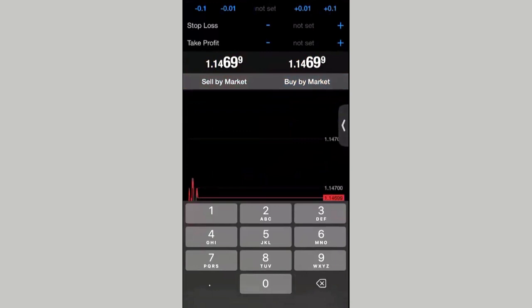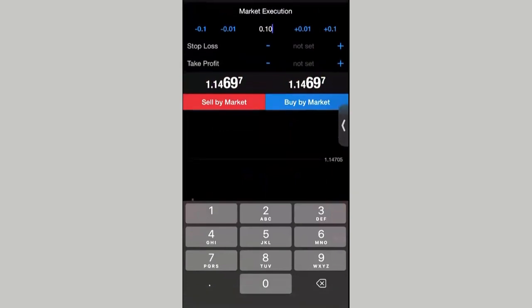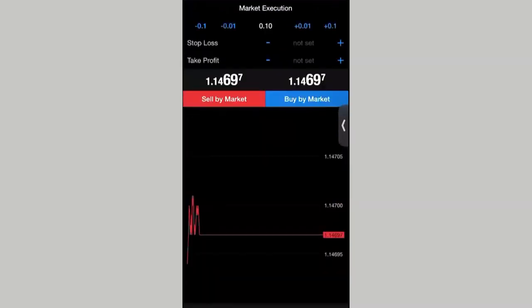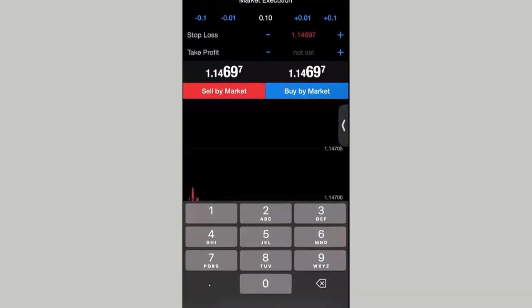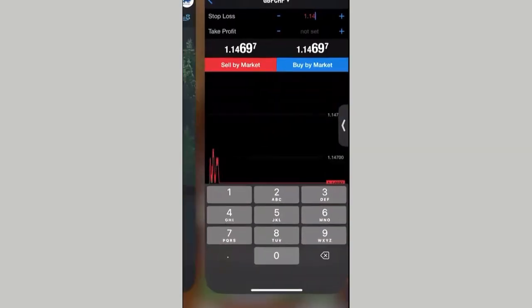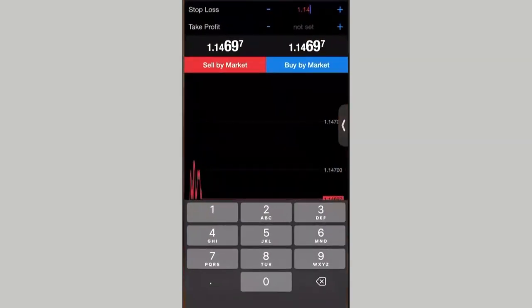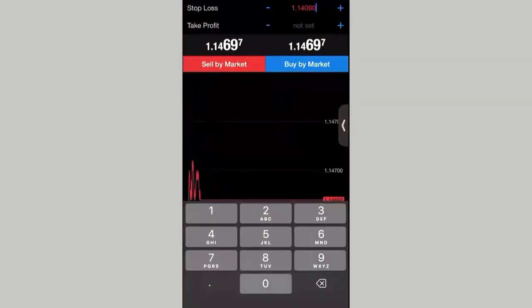So let's say I have a $1,000 account. I'm going to be using a 0.10 lot size, and I'm risking 60 pips. So that'll be $60, and I'm okay with that, bet. So I'll take the trade, 0.10, and it's a market execution now. And you see at the top right here, it says market execution. You good. Stop loss, you put in your SL credentials, which is 1.14090, 1.14090 for your stop loss.